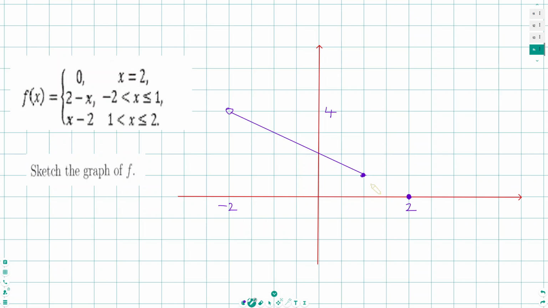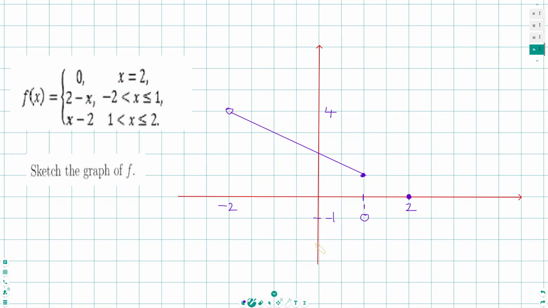The third domain are all the values of x between 1 and 2, excluding 1 and including the 2. The function is a straight line, so we use the lower bound of the x and the upper bound of the x. So when the x is 1, the function is -1. So 1, -1 is a point. So we plot a point 1, -1. We make it white because the -1 is not included.